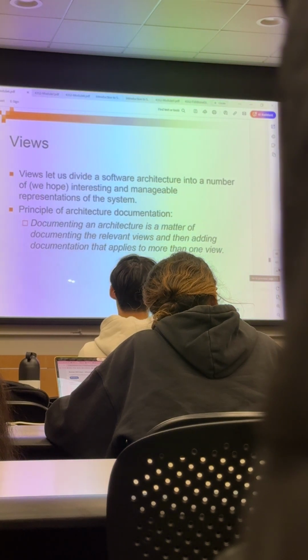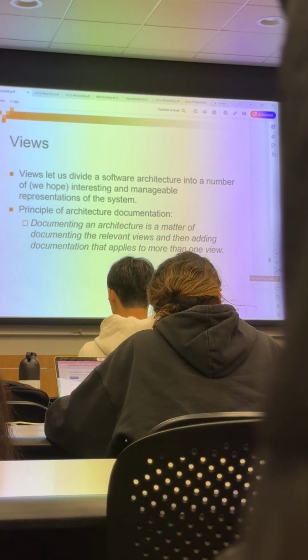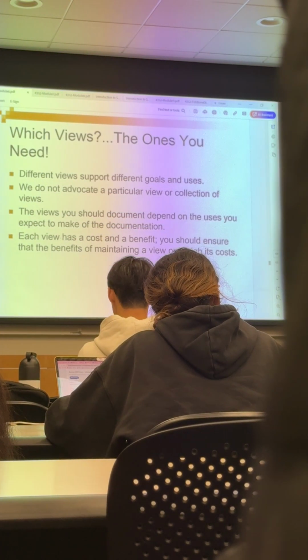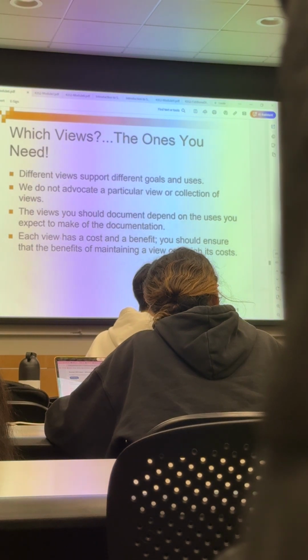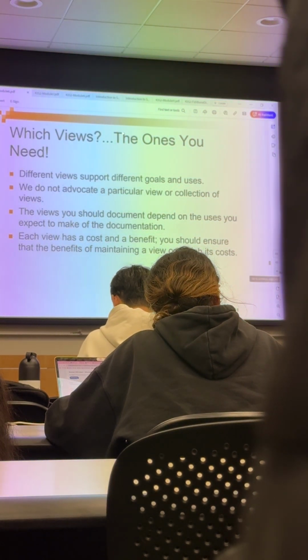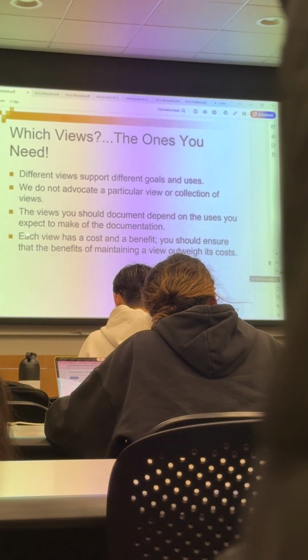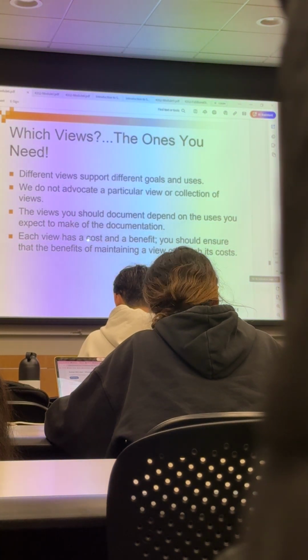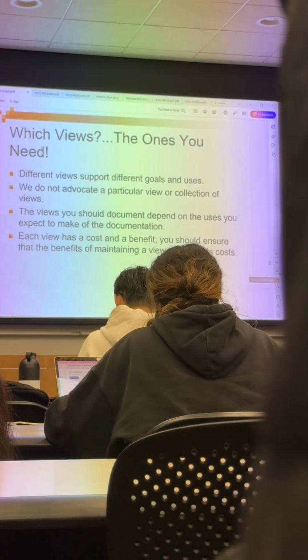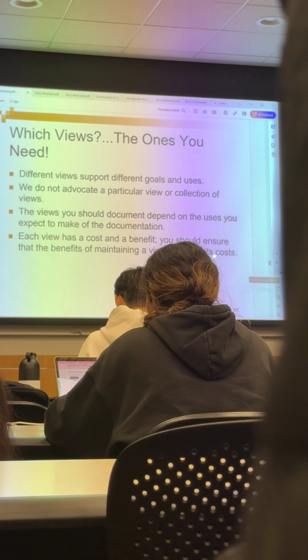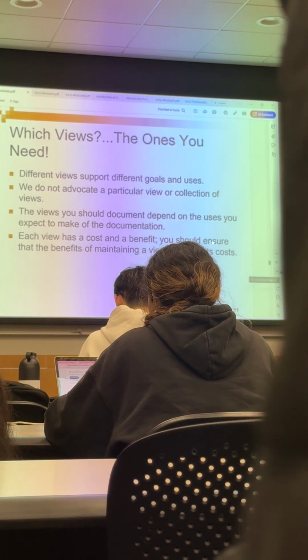We already covered views in chapter 2, so this is a representation of the structures of the system. So again, which views, right? The ones we need to actually implement. We need to provide some kind of cost benefit analysis, and then we want to make sure that the cost that we're investing in is going to provide some kind of benefit. Only then are we going to show that.